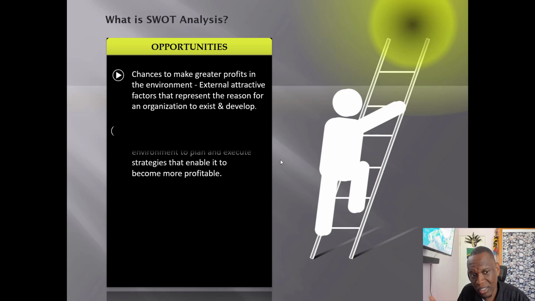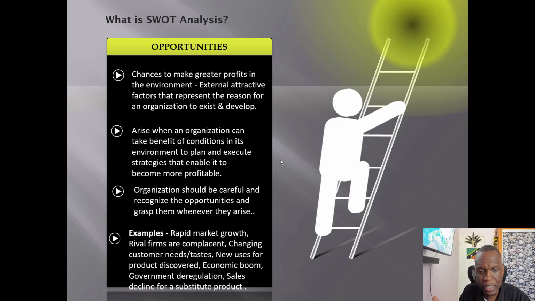Opportunities, again, external now. Looking at things outside of the organization. For example, opportunities include chances to make greater profits in the environment. External attractive factors that represent the reason for an organization to exist and develop, right? Arise when an organization can take benefit of conditions in its environment to plan and execute strategies that enable it to become more profitable. Organizations should be careful and recognize the opportunities and grasp them whenever they arise.